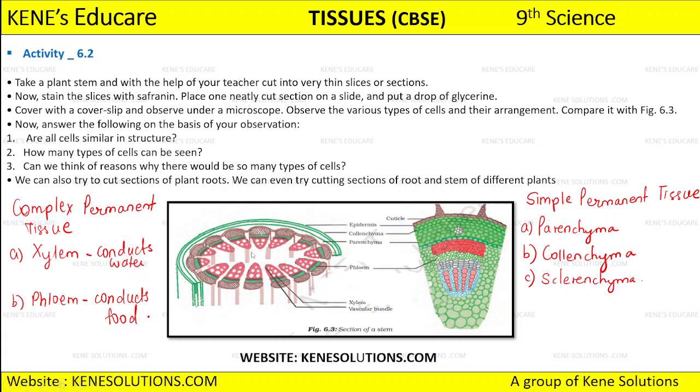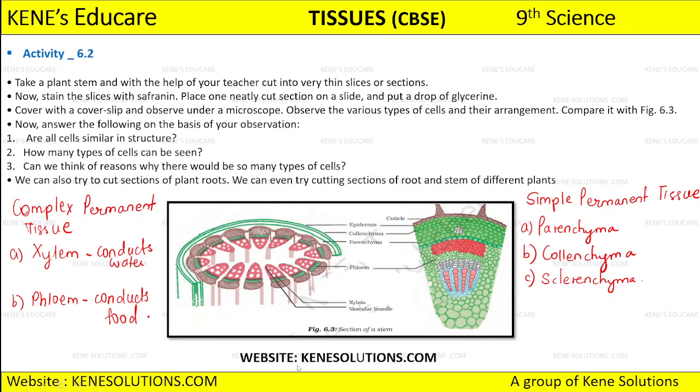So xylem is the water conducting tissue of the plant, which consists of xylem fiber. What does xylem have? Xylem fiber. It has tracheids, vessels, xylem parenchyma cells. Okay, and the tracheids and vessels that I am talking about, they have a tubular structure, and this tubular structure conducts water, while the xylem fiber provides the support, and parenchyma is going to store the food.